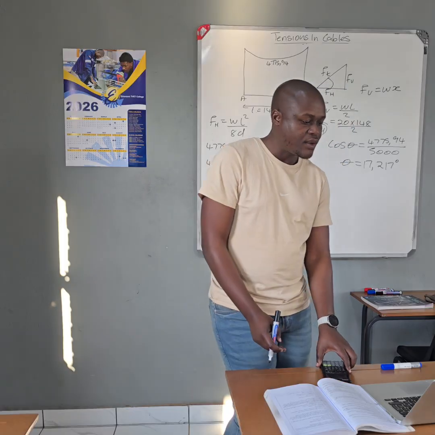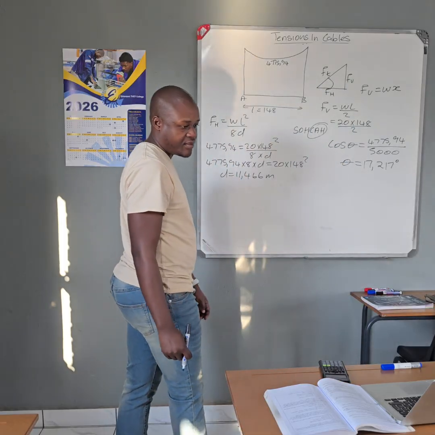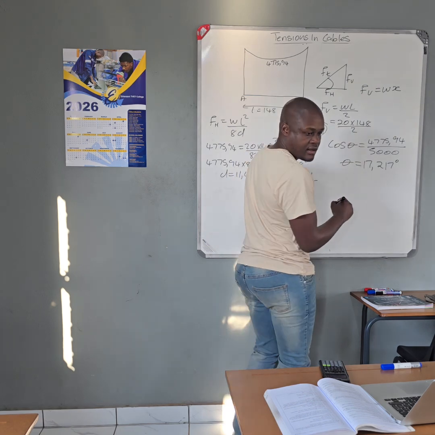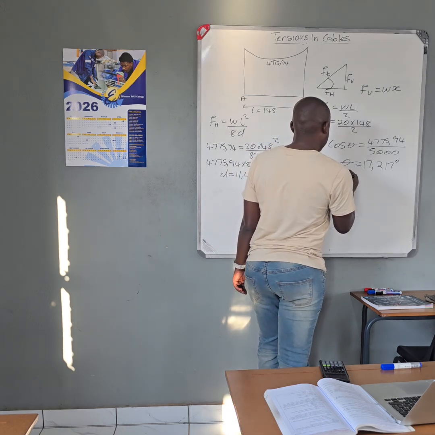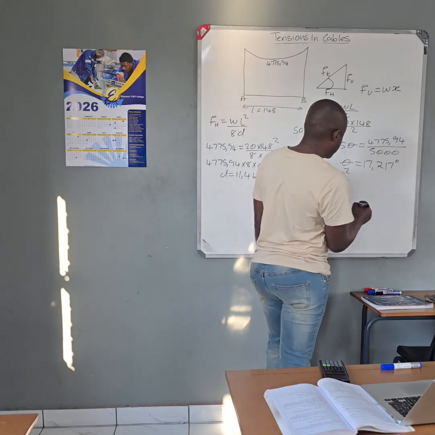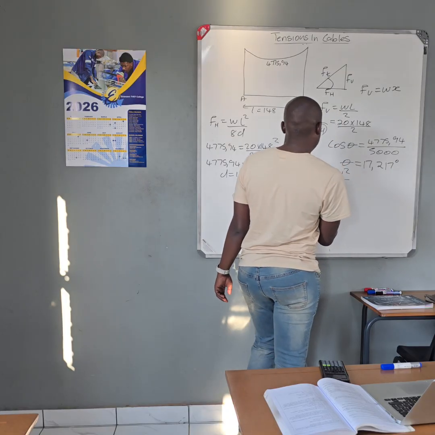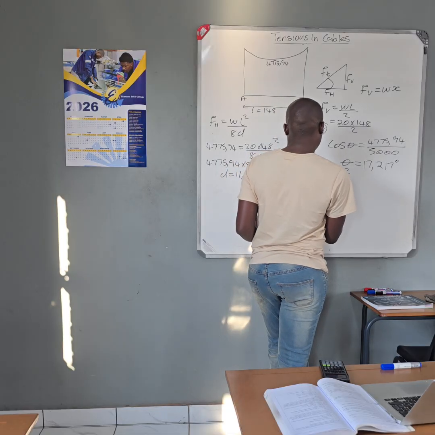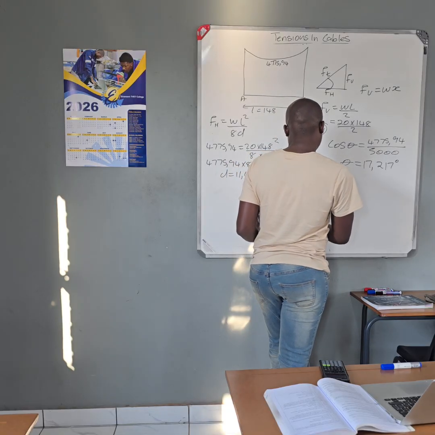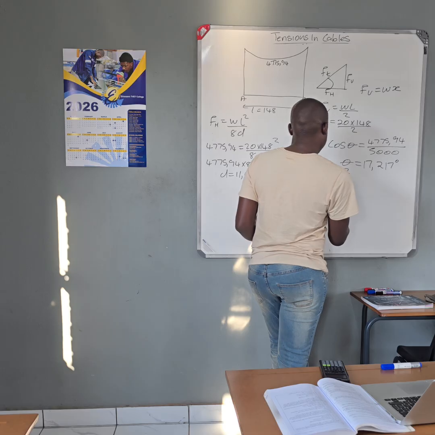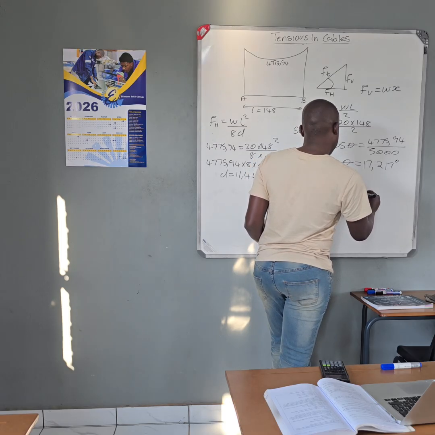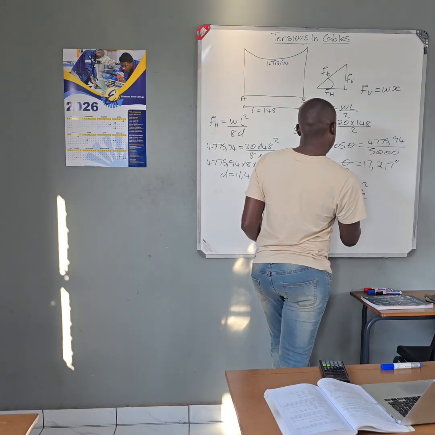Then the last question is saying what's the length of the cable, right? So the length of the cable is equal to L plus 8D squared, all this divided by 3N, right? Now that you have D, you can find L. So this is 148 plus 8 multiplied by 11.466 squared, all this divided by 148.